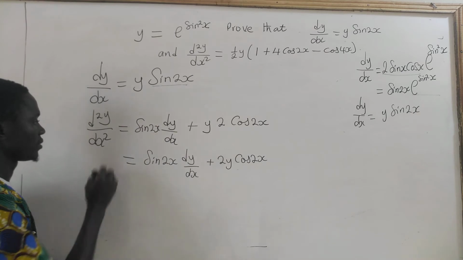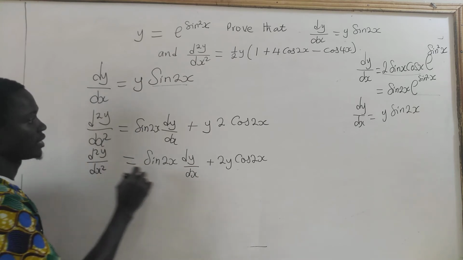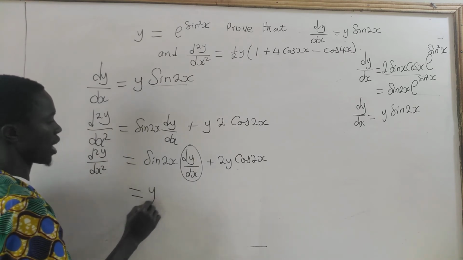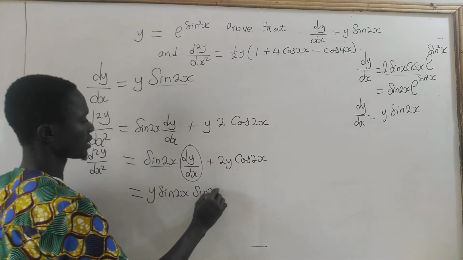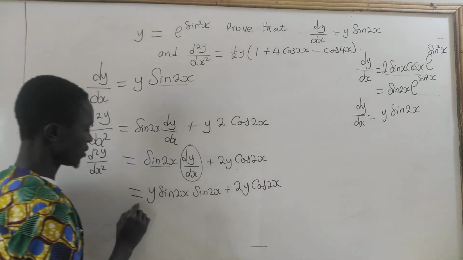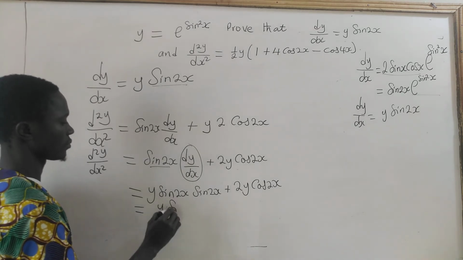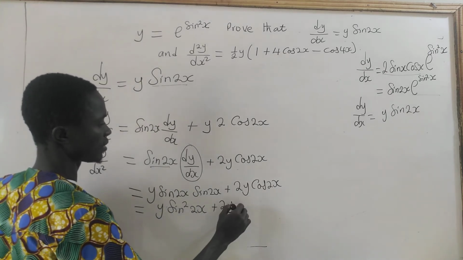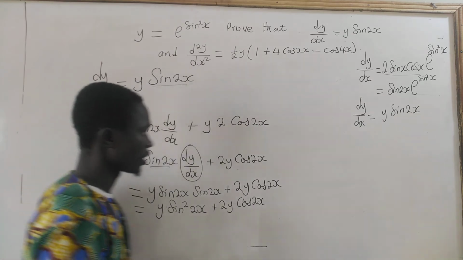Okay, so here we have d²y/dx² equal to this. Now let us substitute dy/dx. It is y sine of 2x, and we have another sine of 2x plus 2y times cosine of 2x. So this will give us y times sine squared 2x plus 2y times cosine of 2x. Yeah, we are good to go.